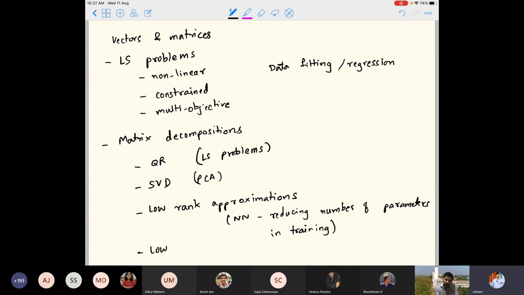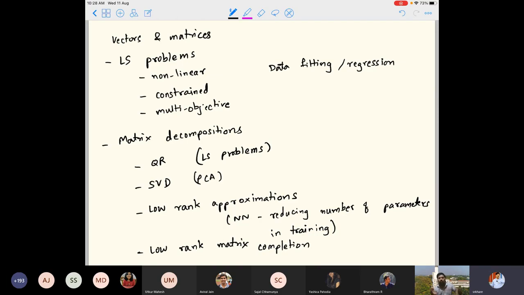The other problem which is very similar to low rank approximation is the low rank matrix completion problem. These are the type of problems which are very useful in collaborative filtering. For example, Netflix had that open challenge, right? You have to predict in real time the suggestions for you to view, based on the ratings that you provided in the past.